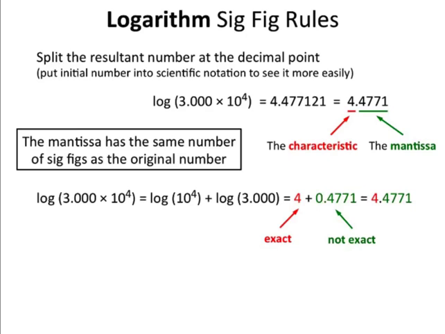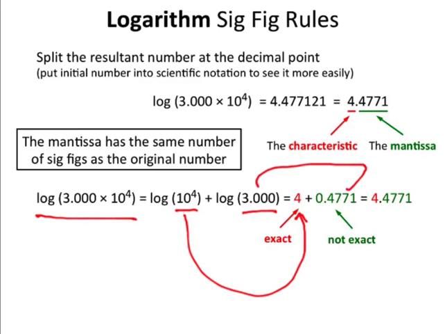Another way of looking at this is if you have log of 3 times 10 to the 4th, well, logarithm rules, if you have log of a times b, that's equal to the log of a plus the log of b. So we can split this out. Log of 3.00, log of 10 to the 4th, right? Log of 10 to the 4th just gives you 4. The log of 3 gives you this number. And then you can add these together, and now the first one's exact, so it doesn't really count for your sig figs, and the second one has those 4 sig figs from that experimental number.